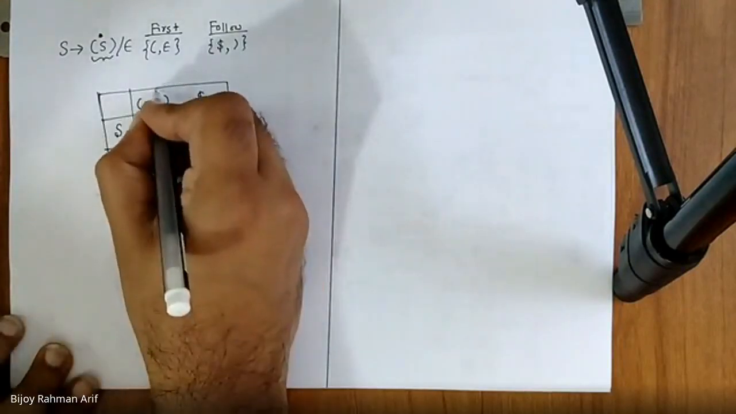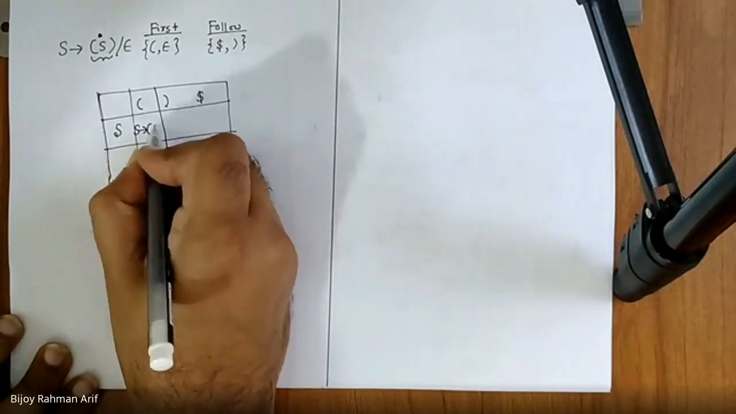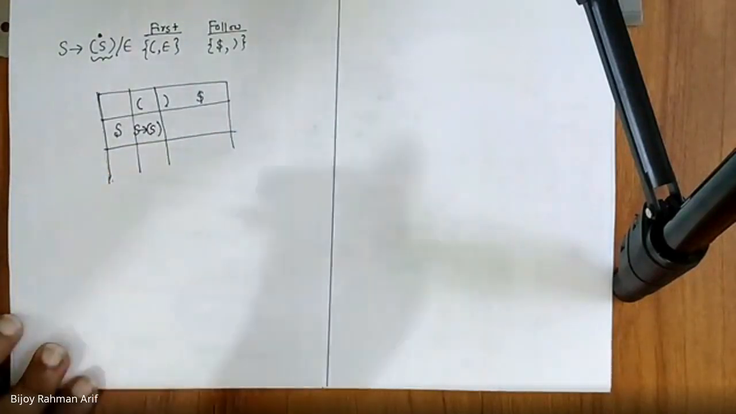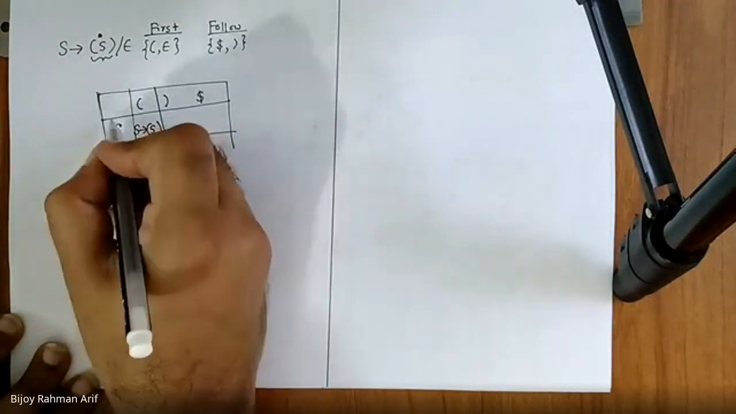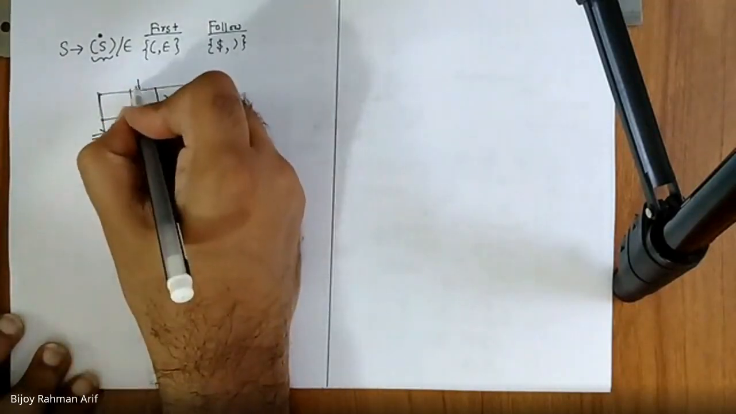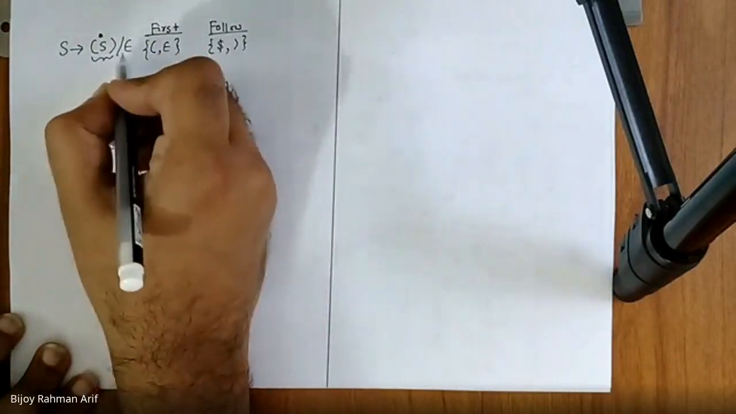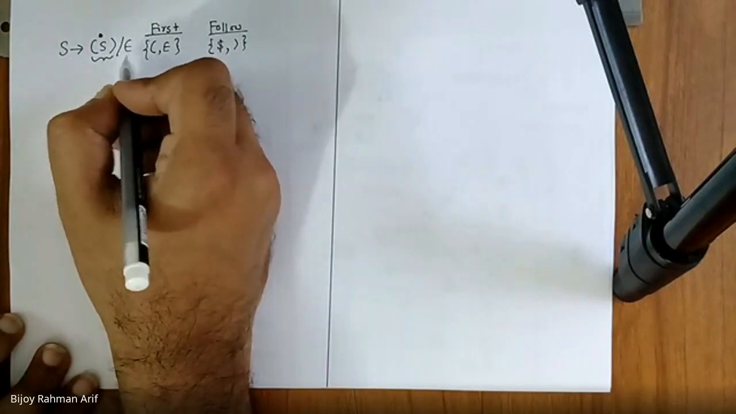So I'm going to put this rule here. S derives open parenthesis, S, close parenthesis. That means if somehow I encounter variable S and my lookahead is open parenthesis, I'm going to use this rule. Now let's go to the second production. S derives epsilon. So the right hand side is epsilon.